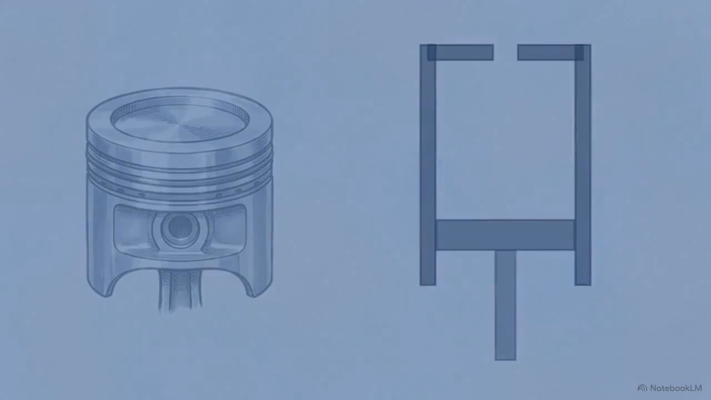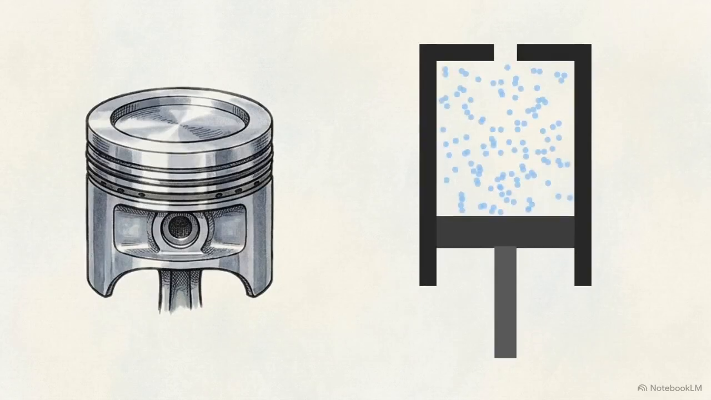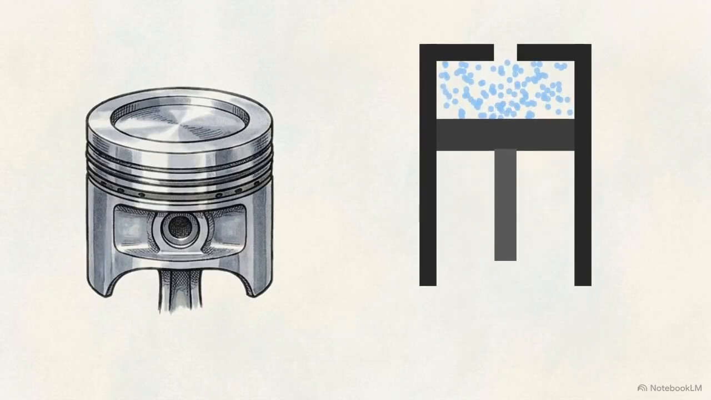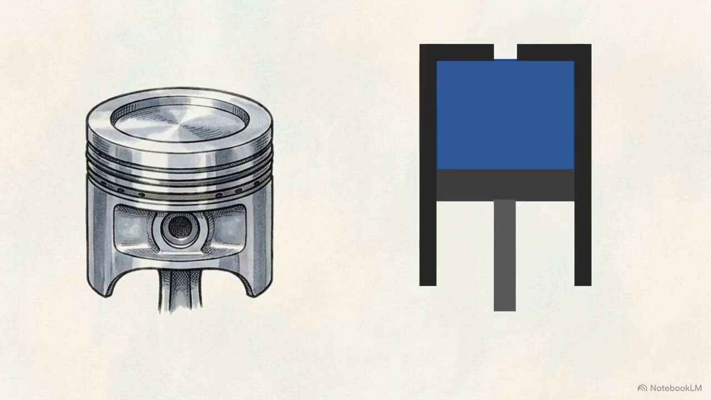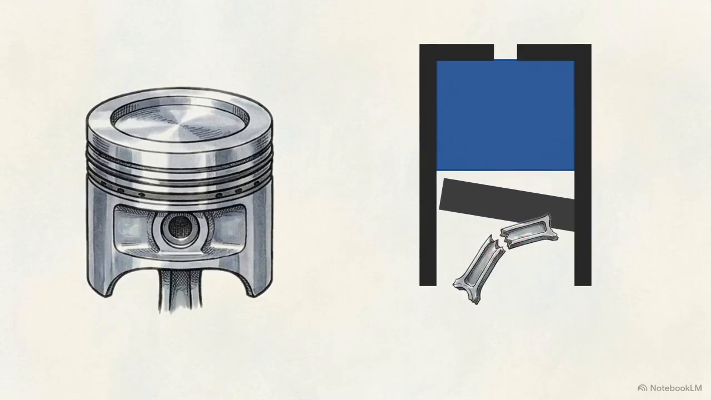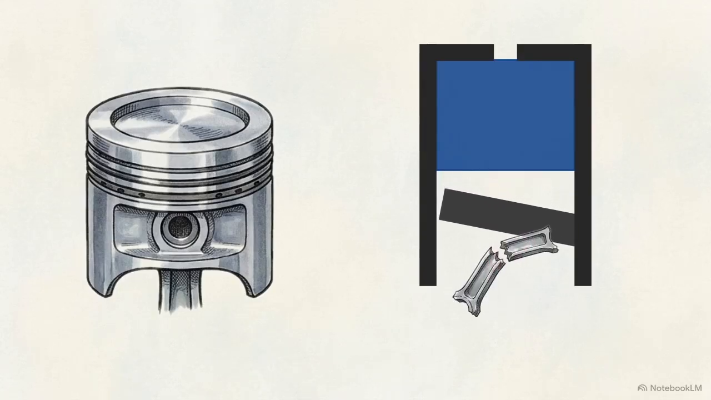This animation shows the internal conflict. While gas easily compresses, liquid physically cannot be compressed. When the piston tries to squeeze a solid block of liquid, the mechanical force has nowhere to go, resulting in bent connecting rods and shattered internal components.